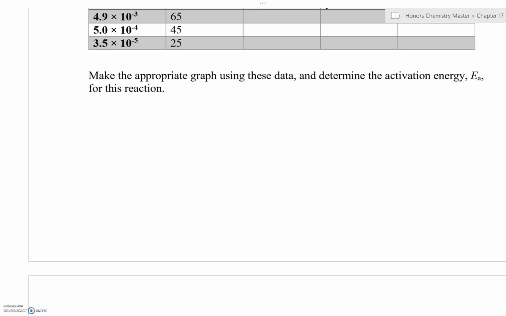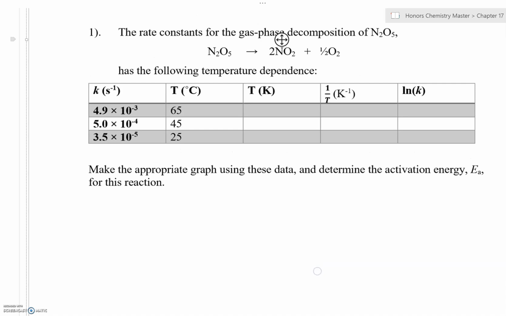Well, congratulations. You found the hidden link. And in this link, I'm going to show you how to solve number 1.